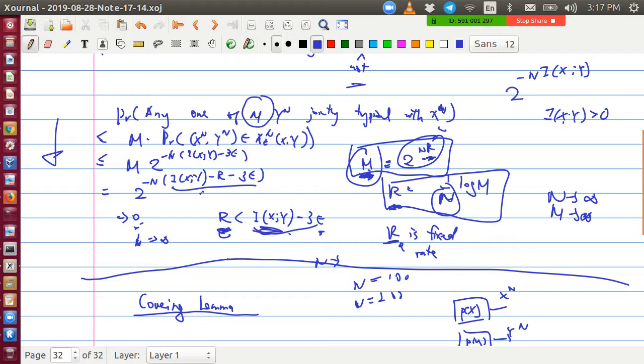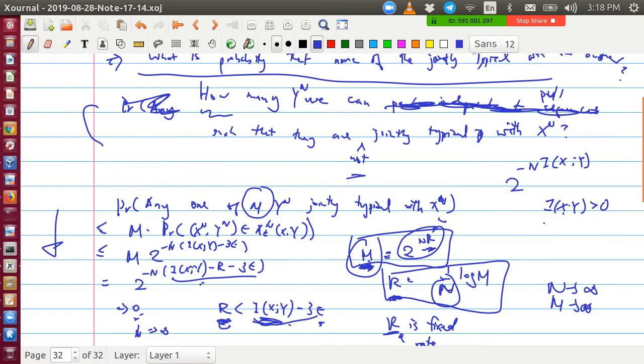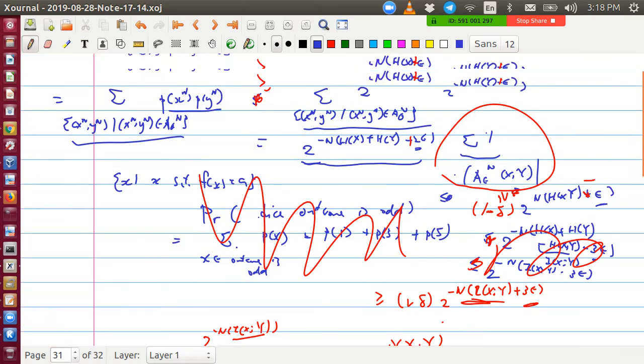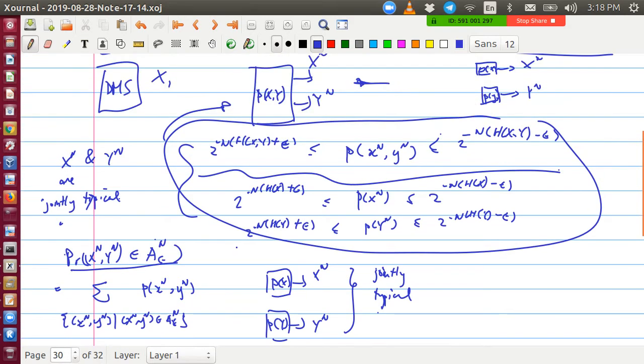And what about the epsilon at the end there, Ixy minus 3 epsilon? Look, if we go back to where the epsilon comes from, it comes from the definition of typical sequences. In the definition of typical sequences, we define something within this epsilon.